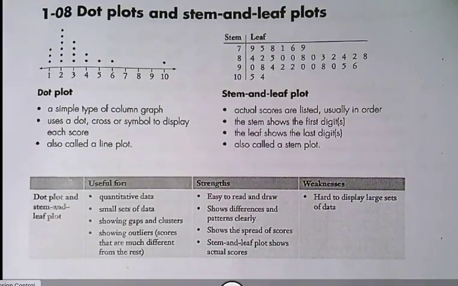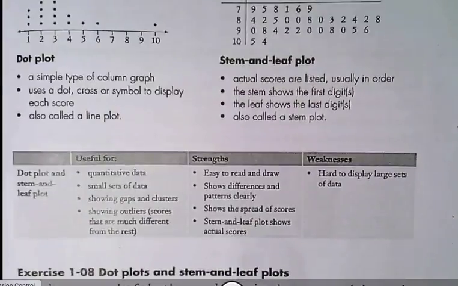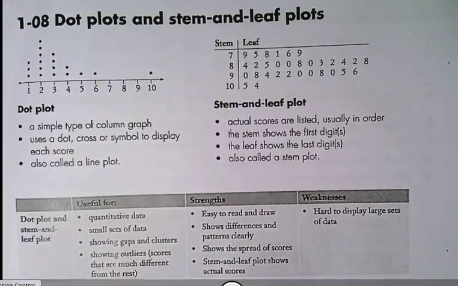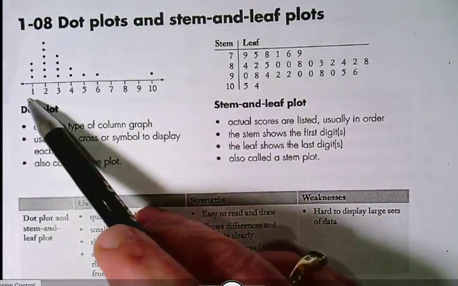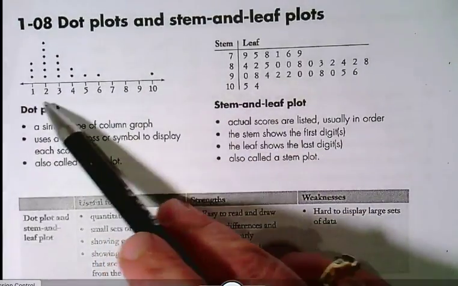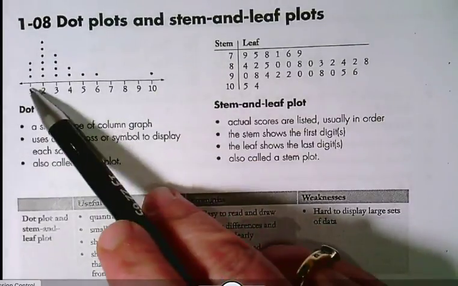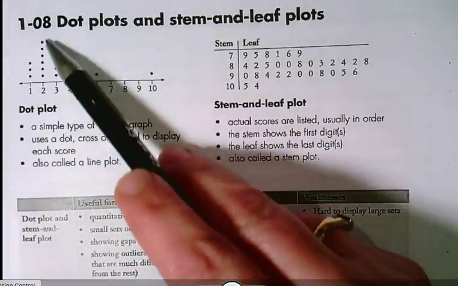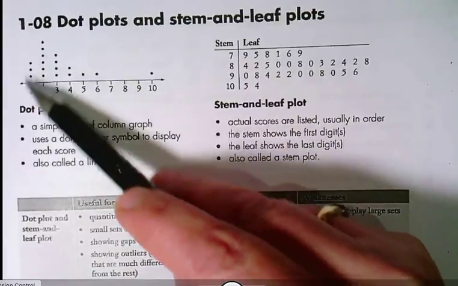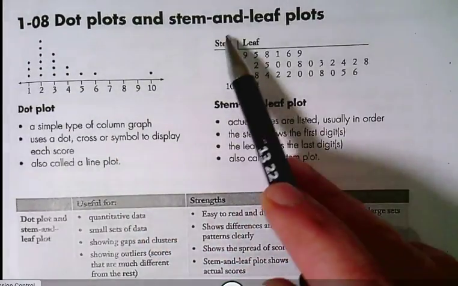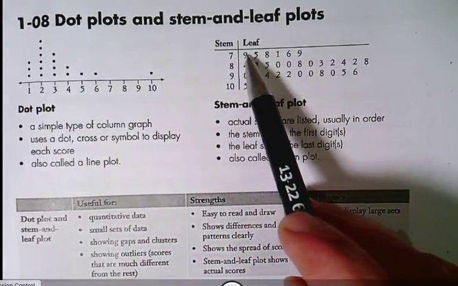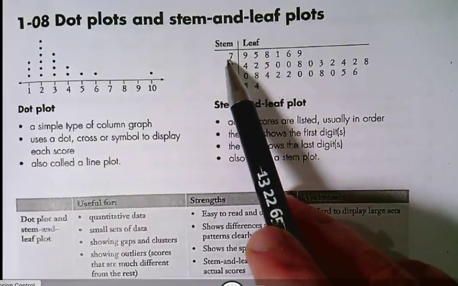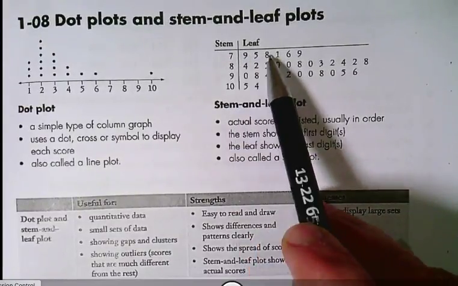This is exercise 1.08, dot plots and stem and leaf plots. Okay, here we've got a dot plot. We can see the numbers, the scores, on the horizontal axis, evenly spaced apart, and then the dots look like columns, okay? And here is a stem and leaf plot. We've got the stem here and the leaf. So, for example, that's 79, 75, 78.